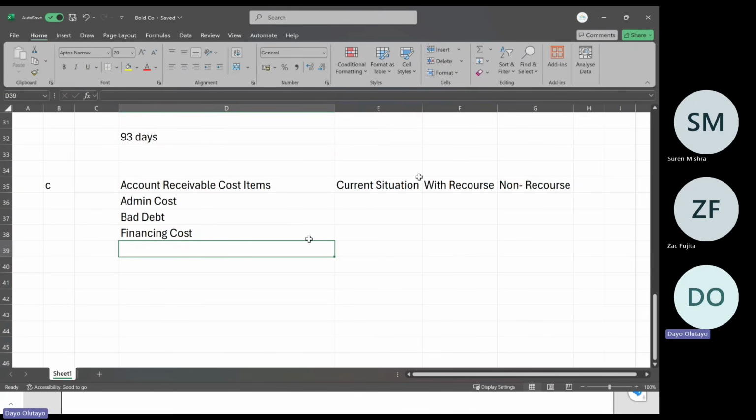Now, because we are getting a factor involved, then we're going to have a factor cost as well, which is the factor fee.